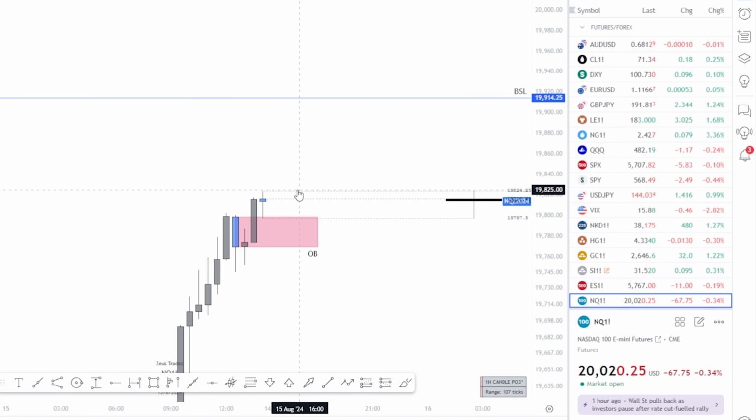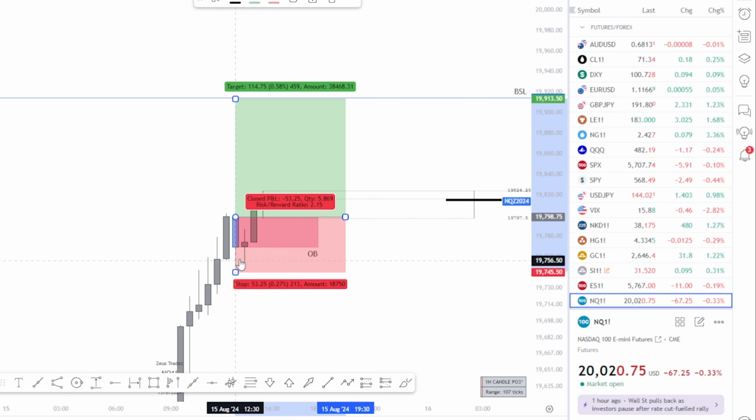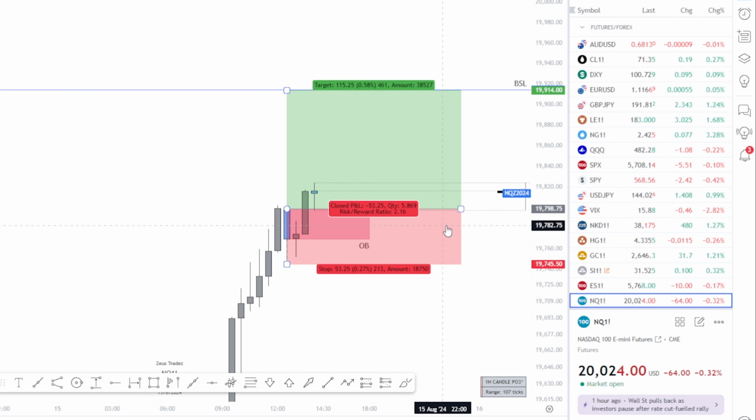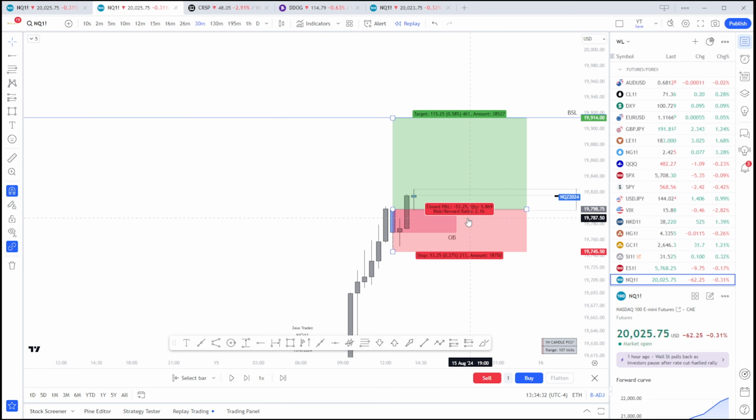So now at this given point in time, let's just say you didn't enter on this retest. Let's play it out a couple candles and see if we can actually get a retest. We already know what the drawn liquidity is at 19,914. Now it's up for us to find an entry model that's going to take us there. Put your entry at the start of the order block, put your stop loss at the bottom wick of the order block, and put your price target at the current drawn liquidity.